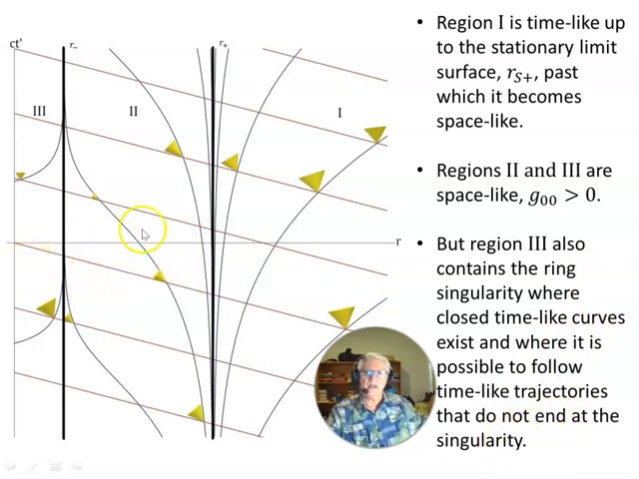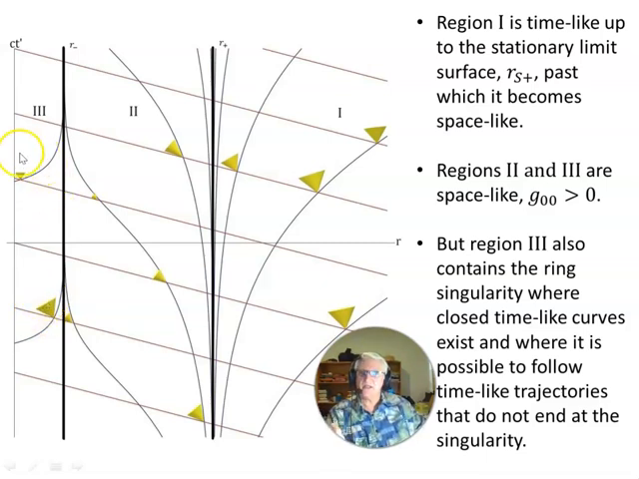where it's possible to follow time-like trajectories that do not end at the singularity. Now, from the stationary limit surface somewhere in this region, the light cones tip over, and they tip over pointing inwards. At the stationary limit surface they tip over, but it's not absolutely fixed that a particle must then cross the event horizon. So they don't all point into the event horizon there, but certainly in regions 2 and 3, they point inwards towards the ring singularity. And so they tip over, so the future of any particle is towards that singularity.